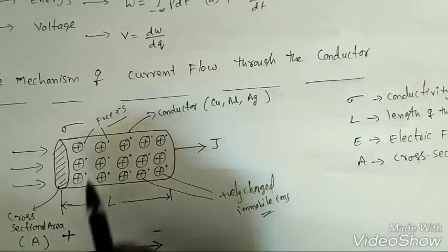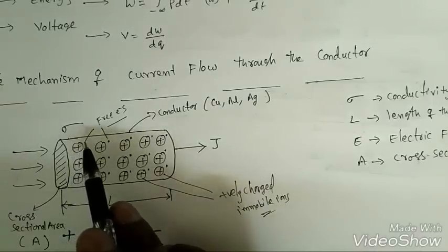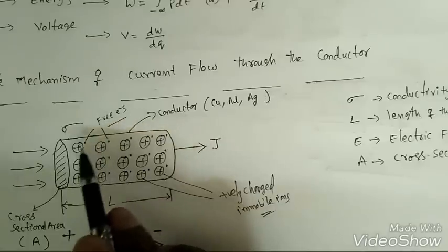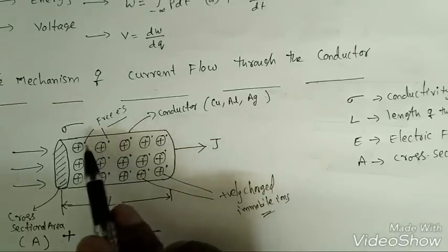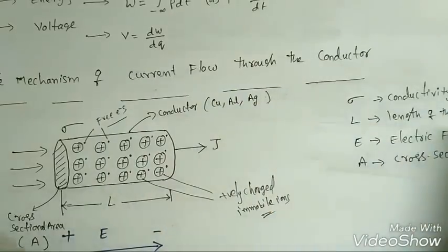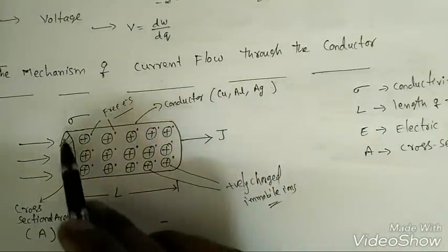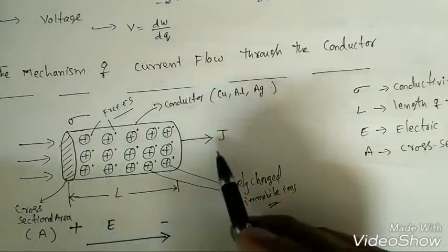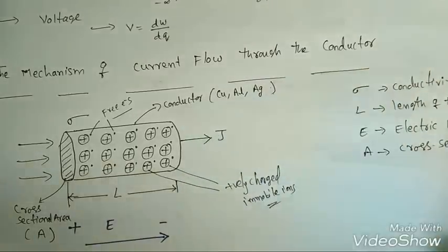Suppose an electron moves away from this place. It will leave behind a positive charge, because when the negative charge is removed, that place becomes positively charged. But those positively charged ions are immobile, so they cannot move. Only free electrons can move, right? Now suppose the conductor has some cross-sectional area, etc. J is called the current density, which we will see later.